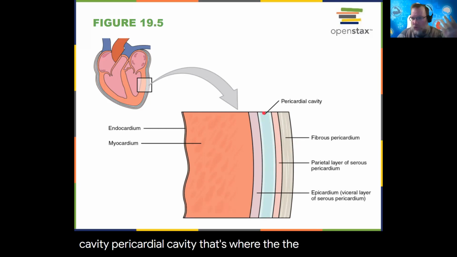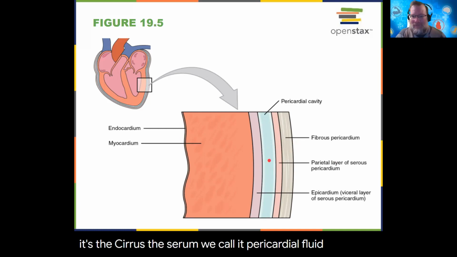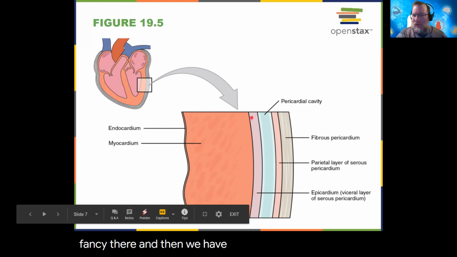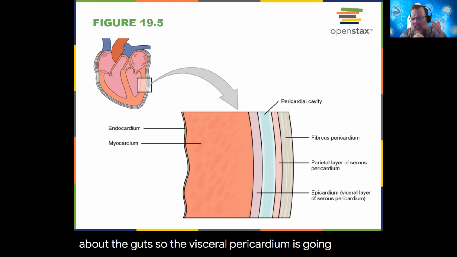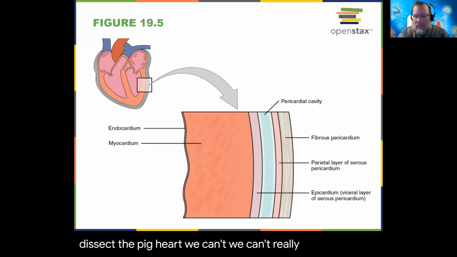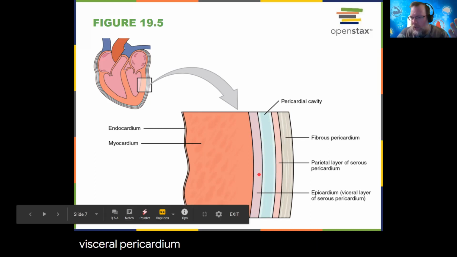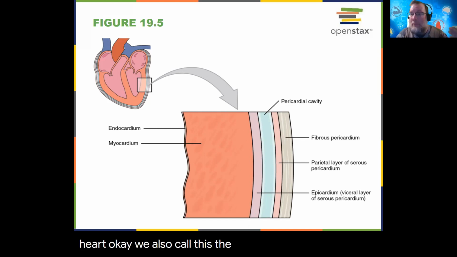That's where the serous fluid is, the serum. We call it pericardial fluid. Nothing fancy there. And then we have what we call the visceral pericardium. Viscera means guts, so visceral anything means we're talking about the guts. The visceral pericardium is the layer right snug against the heart. In fact, when we dissect the pig heart, we can't really distinguish the visceral pericardium from the myocardium very well. It's snug up against the heart. We also call this the epicardium.